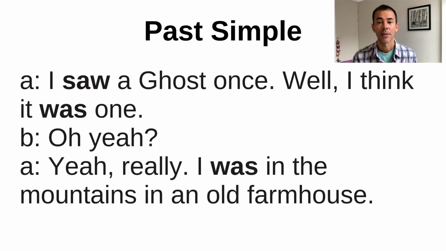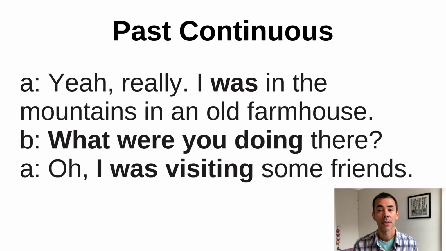Okay, so let's look at the verbs in isolation. Saw and was are in the past simple. What were you doing? I was visiting. These are the past continuous. The verb was visiting shows an action that started before the event, seeing the ghost, and it was in progress.